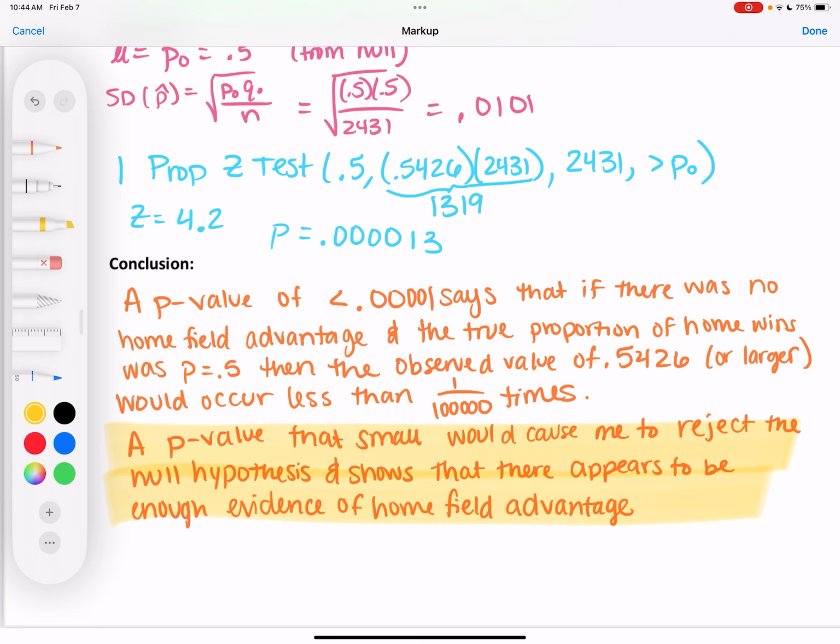So that part there that I just highlighted is the key part that we've got to have. I reject the null, and so there essentially appears to be or is enough evidence of home field advantage.